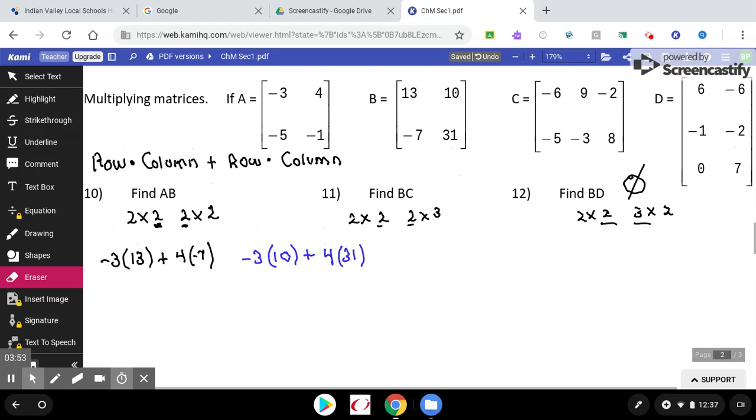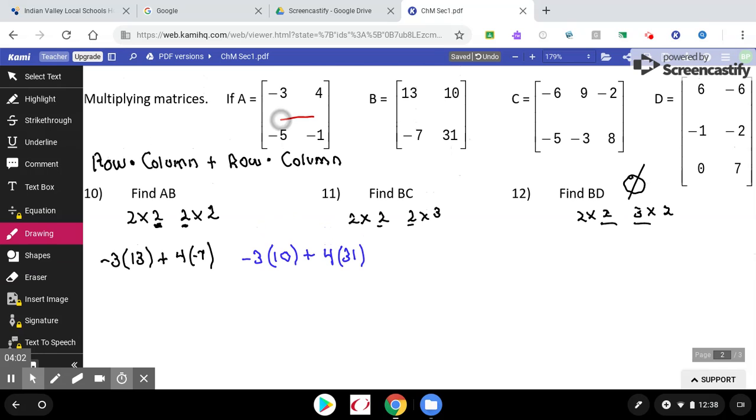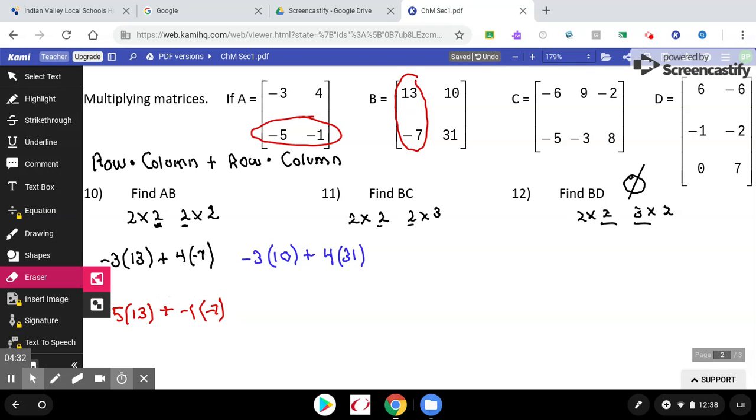Okay, how are we doing? If I wanted to do the bottom answers, let's find a different color. So the bottom row, to get the first answer, I would go with the first column. So I have a -5, which I circled first in that bottom set of answers, times 13, the first number that got circled in the B matrix column, plus the -1, the second number circled, times the -7, the second number circled. How are you doing? Is it making sense? Kind of crazy, huh?